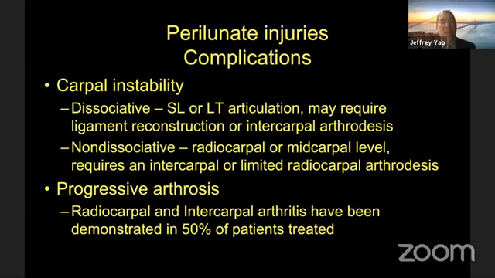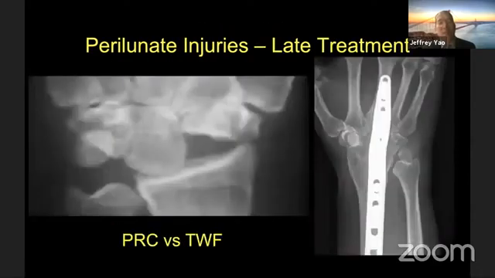Other complications, carpal instability. This is my concern with just pinning alone, is that potentially you could lead to a downgrade or carpal instability with disruption of those ligaments long-term. With a dissociative pattern, you're looking at an intracarpal arthrodesis or ligament reconstruction. In a non-dissociative situation, then you're looking at an intercarpal or limited radiocarpal arthrodesis. And progressive arthrosis has been seen in over 50% of patients treated for perilunate injuries. The late treatment for perilunates would be a proximal row carpectomy or a total wrist fusion if it's missed.